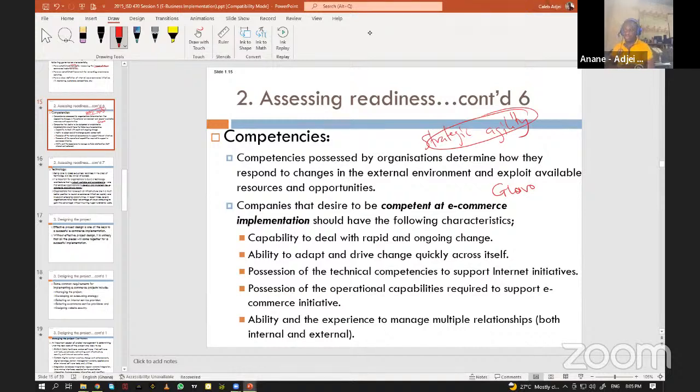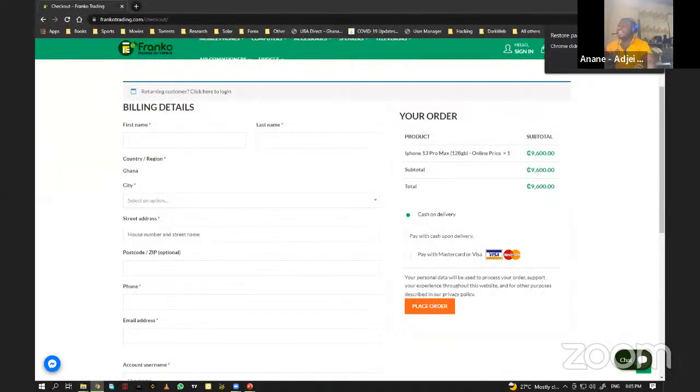Then also, there should be an operational capability required to support the e-commerce initiative. Then the ability and experience to manage multiple relationships, both internal and external. What it means is that I didn't know the Franco Trading website.